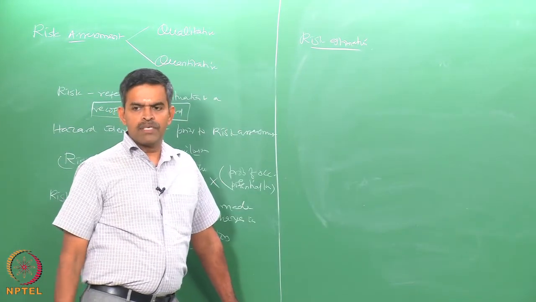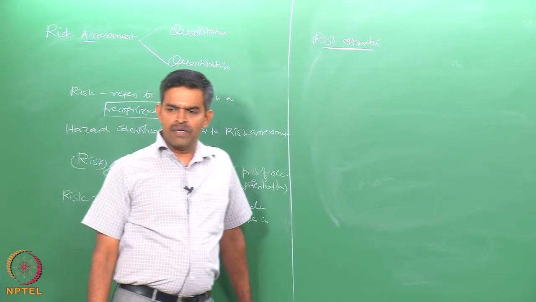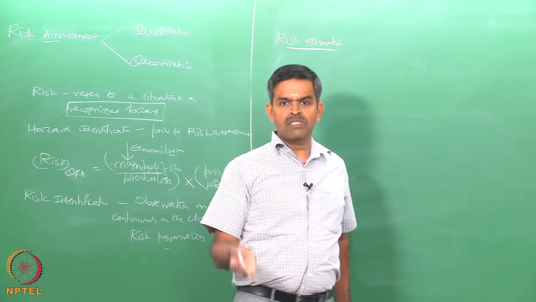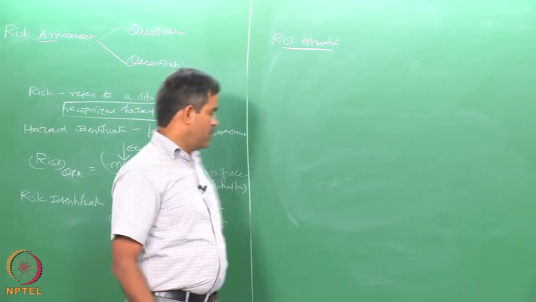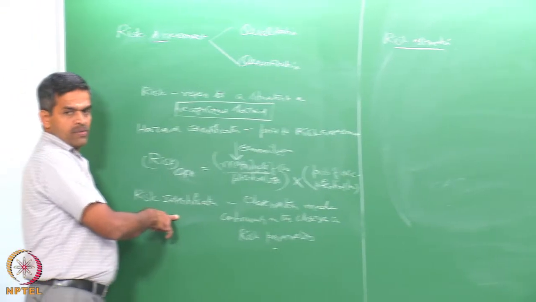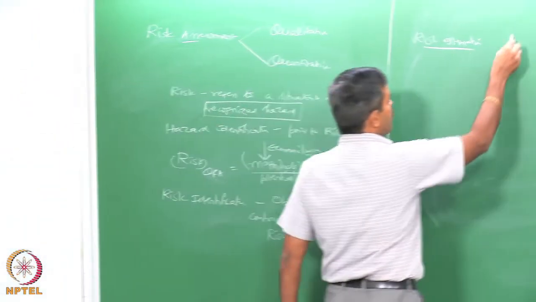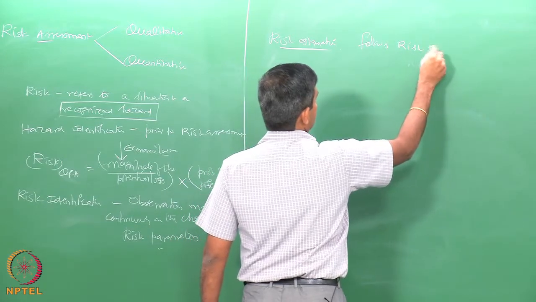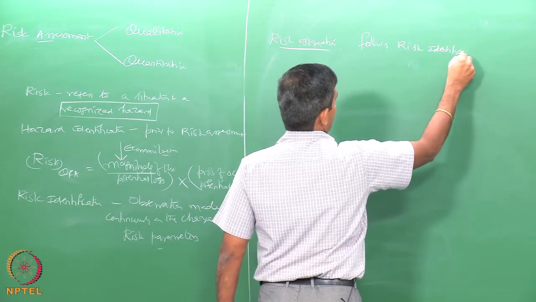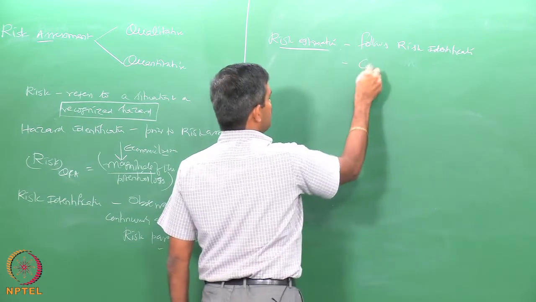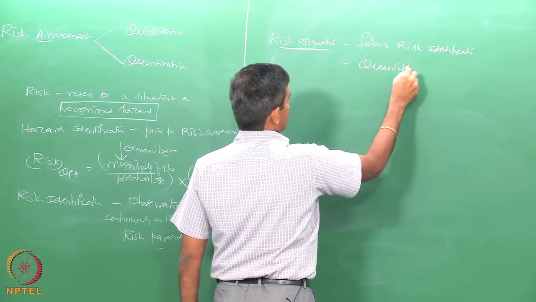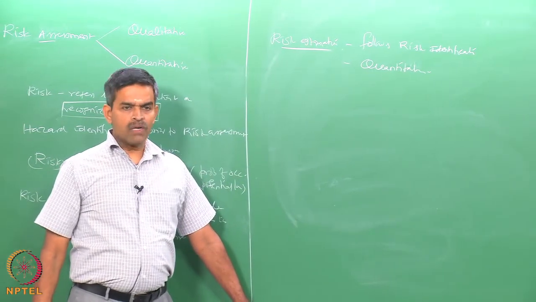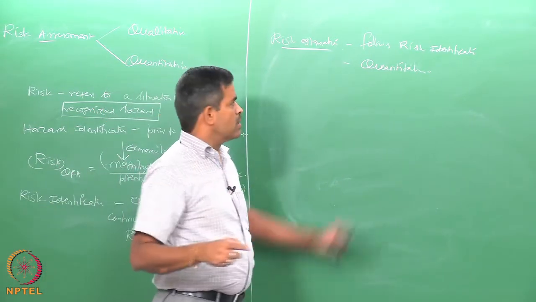whereas risk estimation is done by determining the probability of occurrences of the event and the magnitude of the consequences, which is post processing of the data identified during the risk identification process. So, risk estimation follows risk identification. It is purely quantitative. It works on the data which has been prepared during the risk identification.